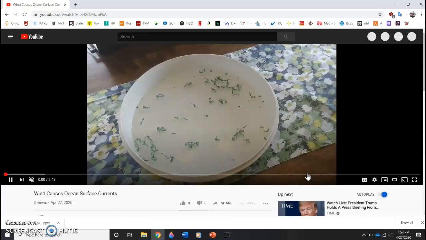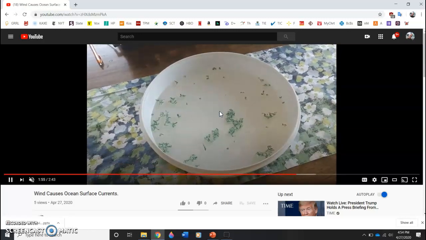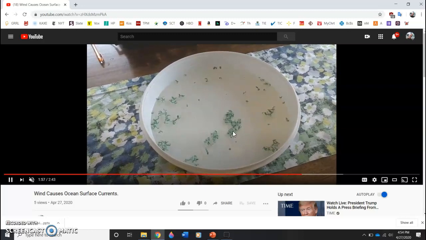I just want to scoot it ahead. I'm not sure it was all ready to go. So I'm going to scoot ahead and we don't have to watch the whole thing. But if you remember, I put an object in here and I blew on the water.